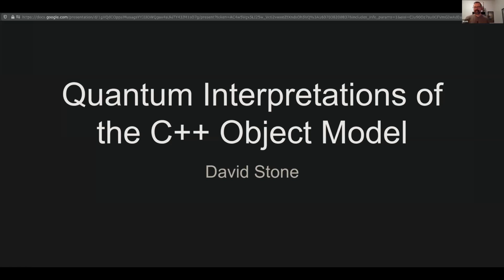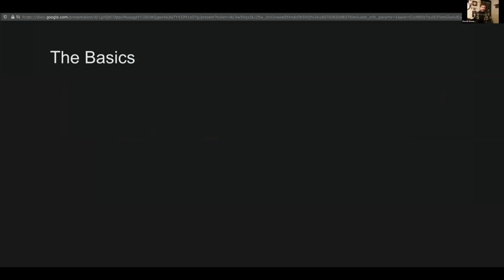Okay, so I'm going to be presenting quantum interpretations of the C++ object model. First, just real quick, I just want to go through some of the basics, just to make sure everyone's on the same page. I expect that all of you pretty much know all of this.